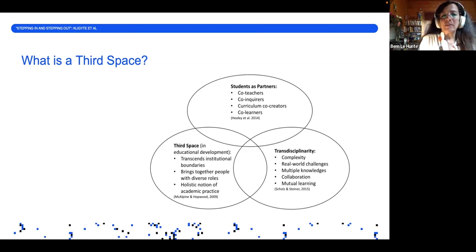And the third space in education, the theory is that it transcends institutional boundaries. I was just calling it a porous space before. It brings people together with diverse roles, and it's got this very holistic notion of academic practice. So it's got that holism, or what I call holiness, kind of, it's got that lovely completeness about it.